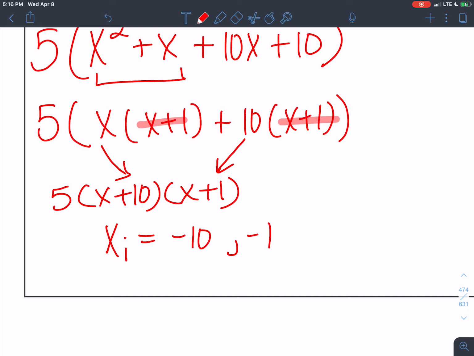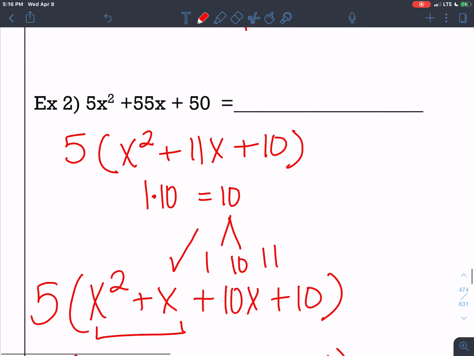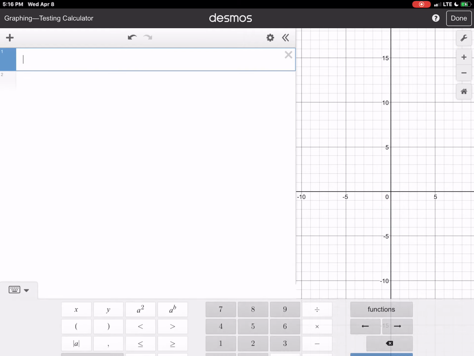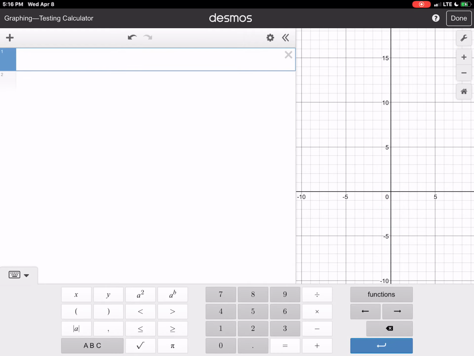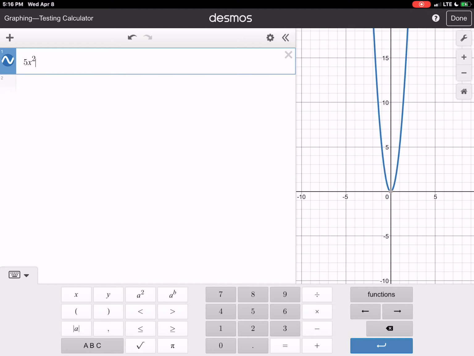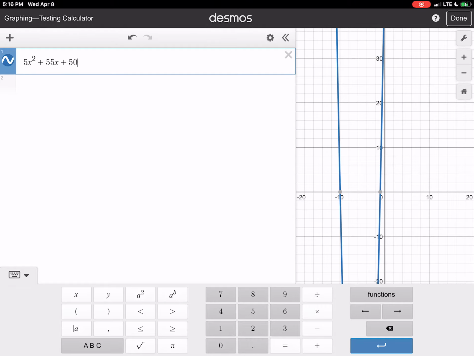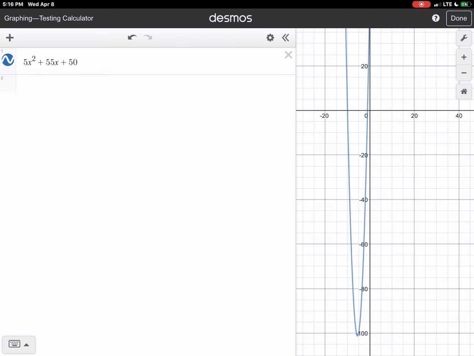So, let's go ahead and plug this into my Desmos calculator to ensure that this is my correct answer. So first, I'm going to go ahead and clear all these out. Now I'm going to go ahead and plug in my original equation. 5x squared plus 55x plus 50. I'm going to hit this little home button and zoom out a little bit just to kind of see what it looks like.